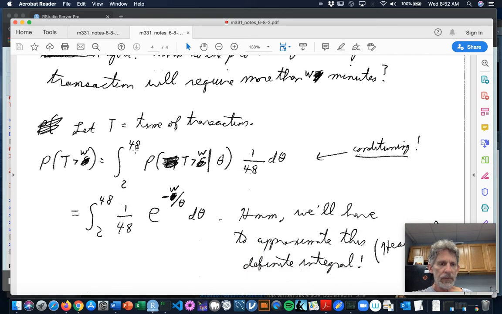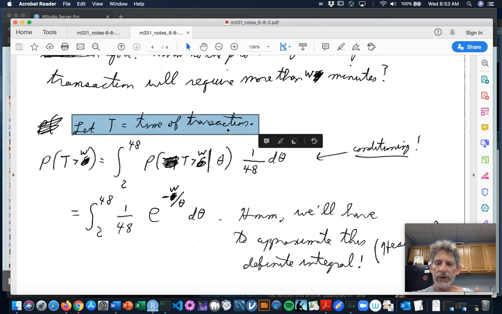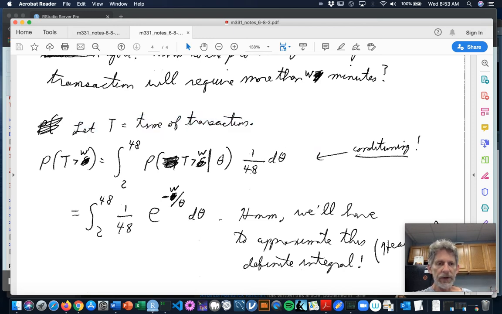Well, why don't we let capital T be the time that your transaction takes? That's a random variable. We're looking for the probability that capital T is bigger than W. Now, I think we could figure out the chance of waiting more than W minutes if we knew the teller's theta.